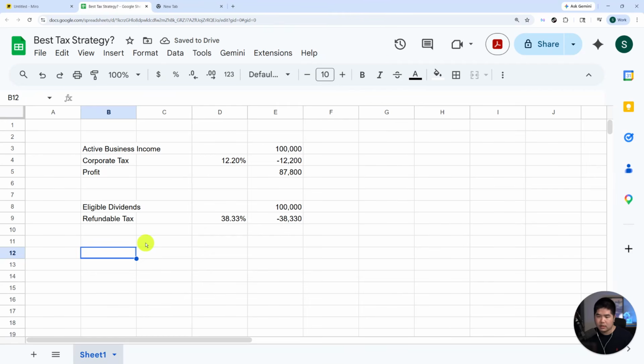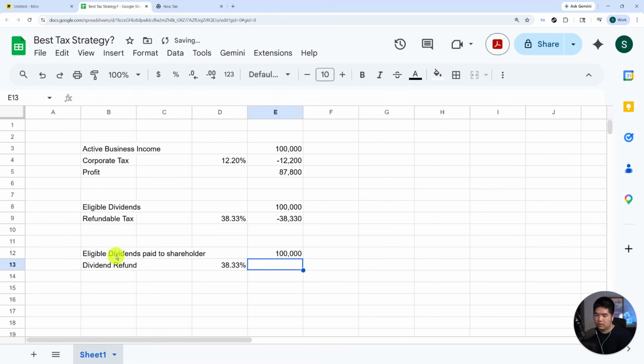But this is a temporary tax, which means if we do want to issue dividends to ourselves, we can issue $100,000, because by issuing $100,000, we're going to receive a dividend refund of $38,000. So this will offset.